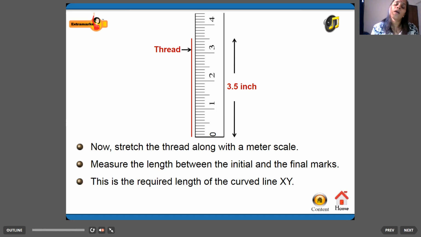As I told in the beginning, this chapter has been divided into two parts, measurement and motion. The measurement part we have completed. Now we are starting with another interesting topic of this chapter, that is motion.